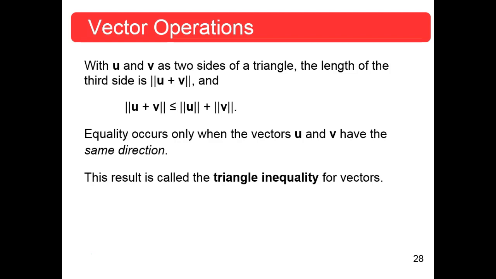Now, as I was saying before, that equal sign only occurs when U and V are collinear and in the same direction. That result is called the triangle inequality for vectors.